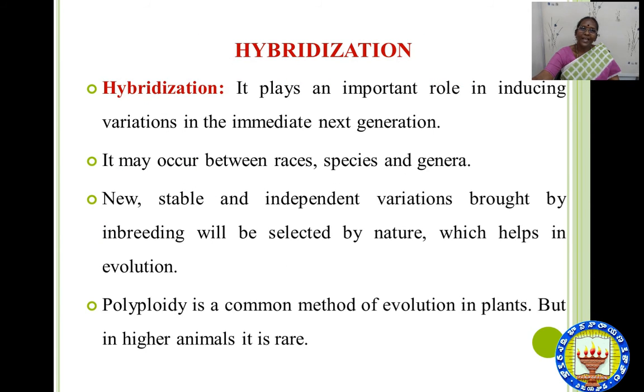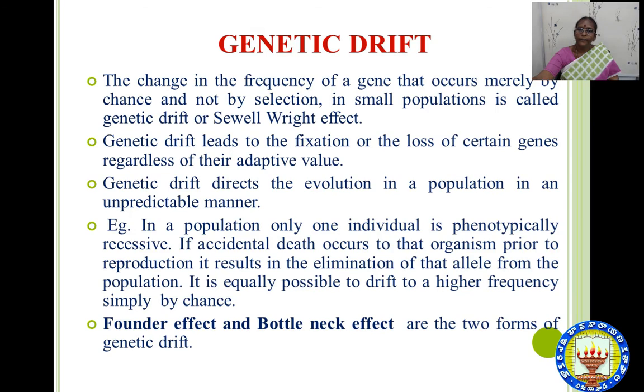Now, the second accessory factor is hybridization, which plays an important role in inducing variations in the immediate next generation. And new stable and independent variations which are brought by inbreeding will be selected by nature, which helps in the process of evolution. Polyploidy is a common method of evolution.